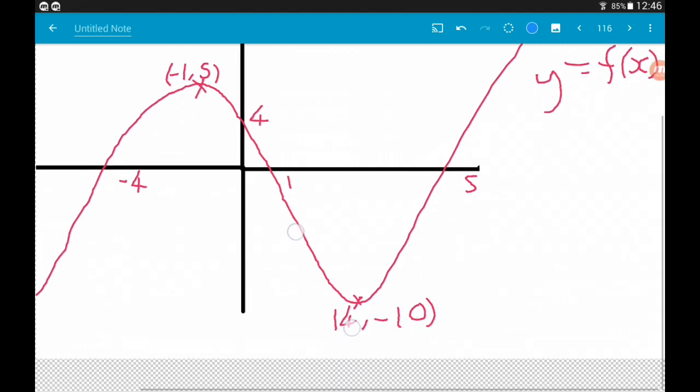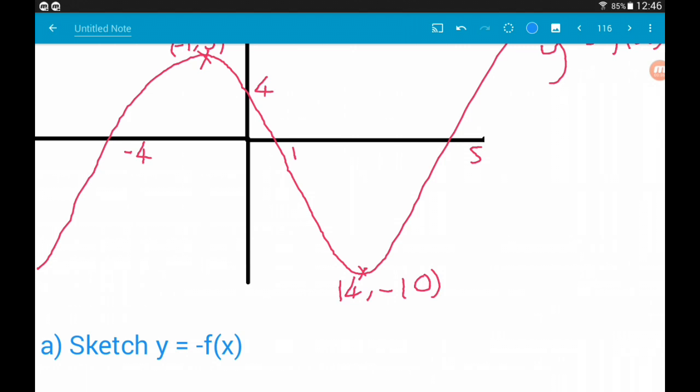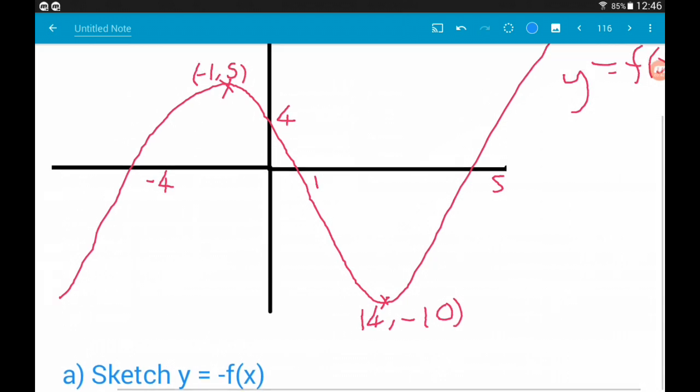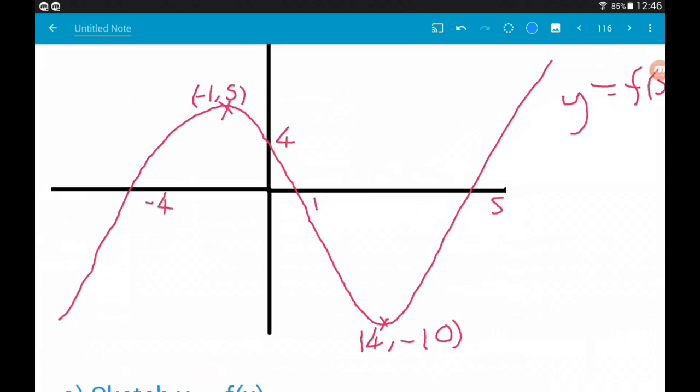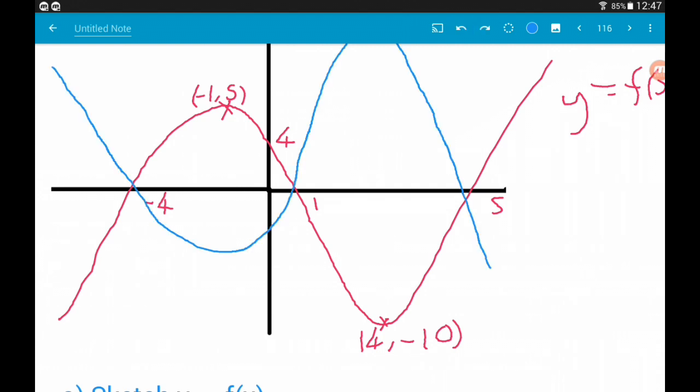So, for part A, we're going to sketch y equals minus f of x. So minus f of x again is a reflection in the x-axis. So where this graph is positive, the reflection is going to be negative. Where this graph is negative, the reflection is going to be positive. So, we're going to have the same x-intercepts. The y-coordinates of the maximum and the minimum are going to change, and the y-intercept is going to change. So the graph would look something like this.